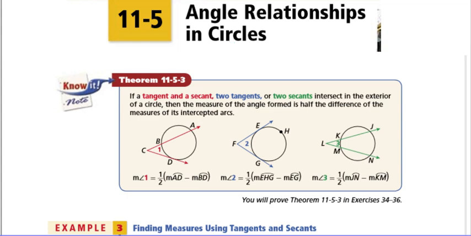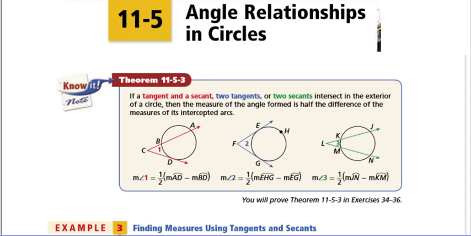Angle relationships in circles, Part 2, 11.5. We will complete this lesson. Theorem 11.5.3: If a tangent and a secant, two tangents, or two secants intersect in the exterior of a circle, then the measure of the angle formed is half the difference of the measures of its intercepted arcs.